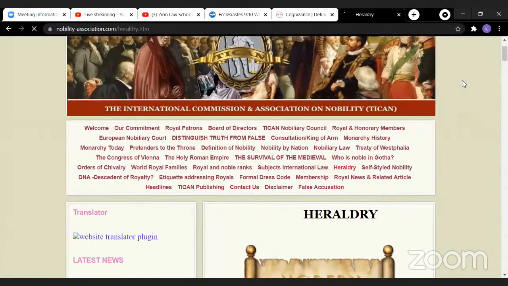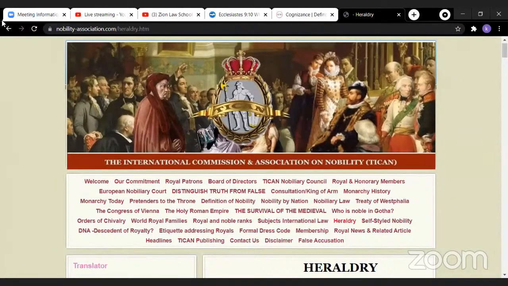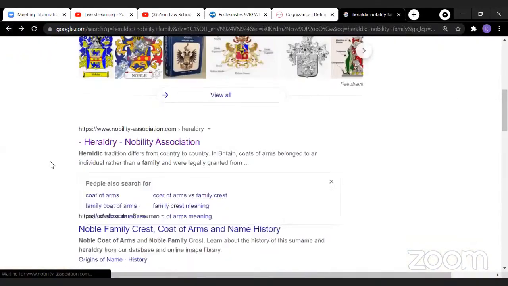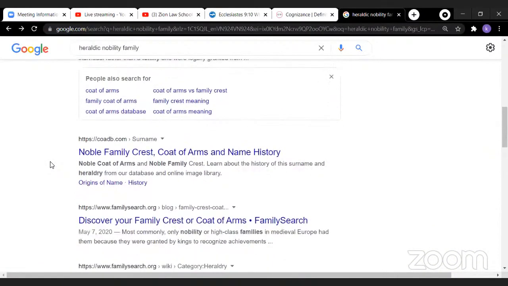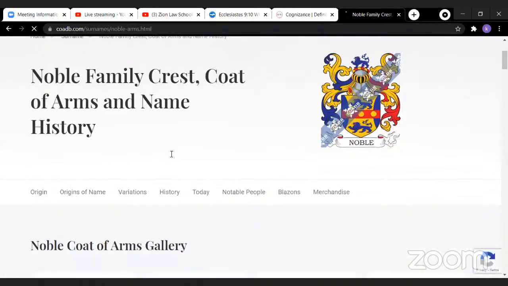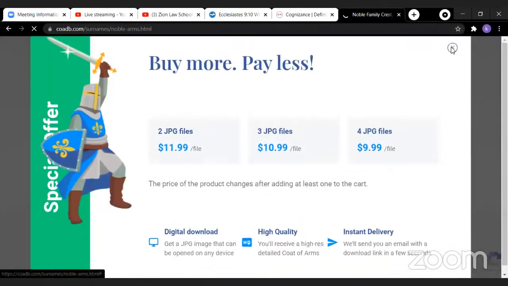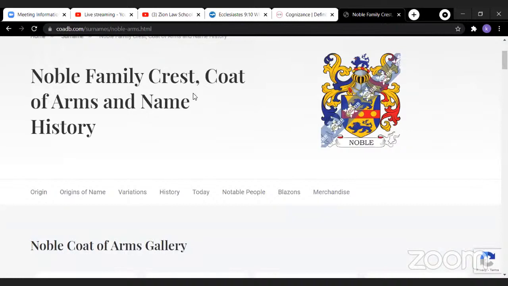Can you go back to the other one? Oh, what happened? Let's go back to where you selected this one, where they have the crescents and the coats of arms and names in history. Can you go down? Right there. Let's look at that one. So the Most High is remembering people by their families. Noble family, crest, coat of arms and name history.